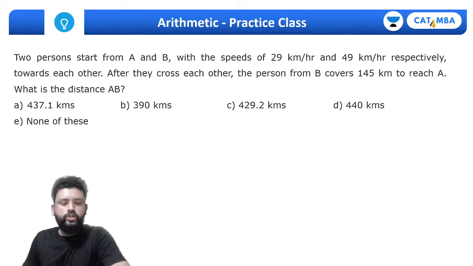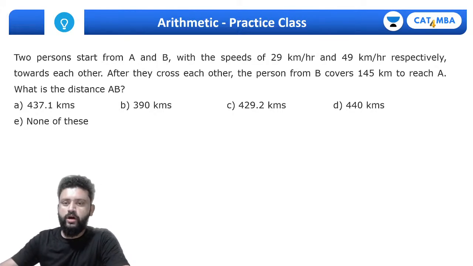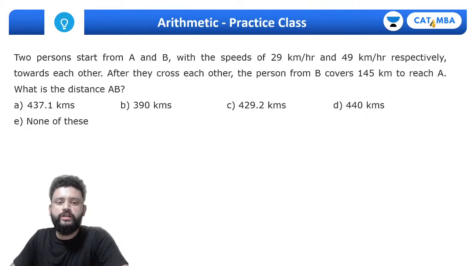Two persons start from A and B with the speeds of 29 km per hour and 49 km per hour towards each other. After they cross each other, a person from B covers 145 km to reach A. What is the distance AB?